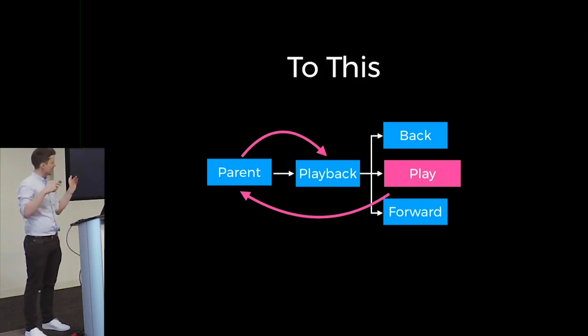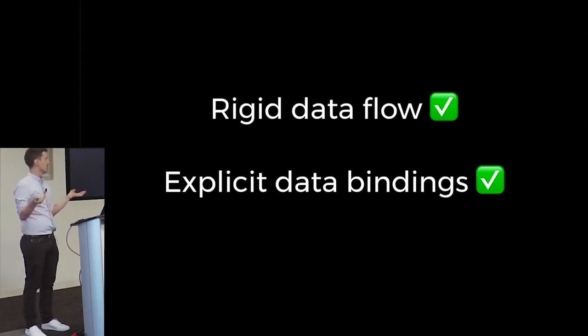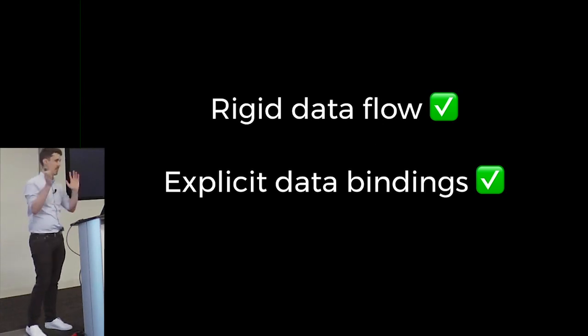And notice that these arrows are all clockwise. And by clockwise, I mean unidirectional, they go one way. There's no all kinds of back and forth. So we've figured out these two criteria. We have rigid data flow, and we explicitly know the data to which our view controller is bound.